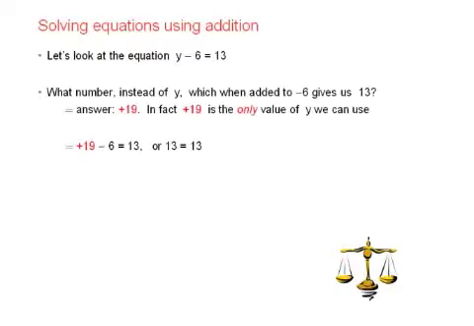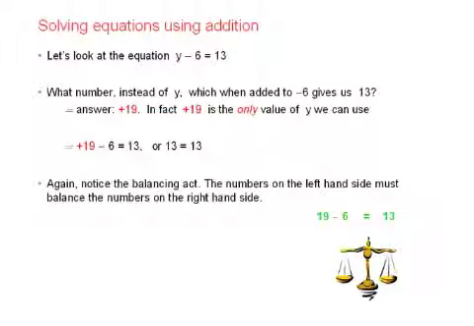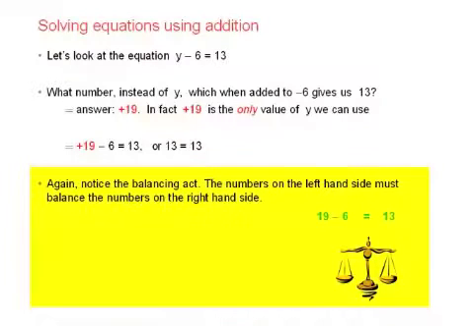Let's solve an equation using addition. So we'll start with y minus 6 equals 13. So we're saying what number instead of y, which when added to minus 6 gives us 13? Well, the answer is 19, because 19 take away 6 equals 13. Again, notice the balancing out. 19 minus 6 on the left-hand side is equal to 13 on the right-hand side.